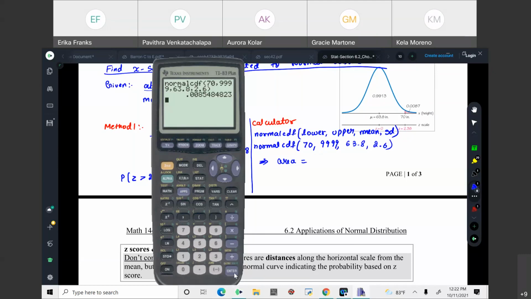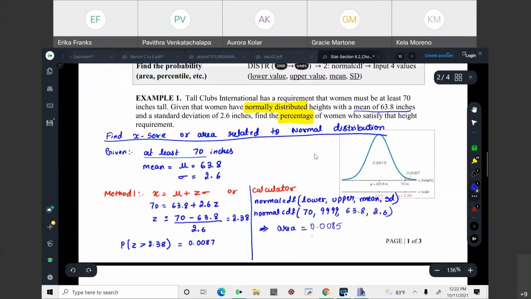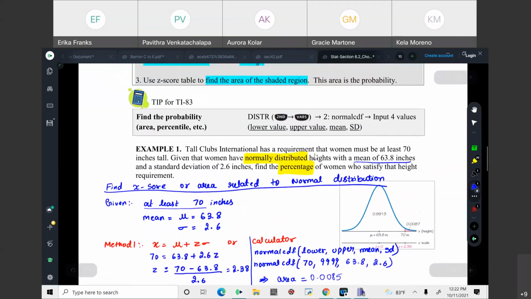Did you get the same value? Yes? Okay. Anyone from the WebEx? No. How did you get 1.1? Make sure to use the correct formula. Okay. Now, area, I got it as 0.0085, right? Now, you have to be very careful while doing this. You might lose your entire points.